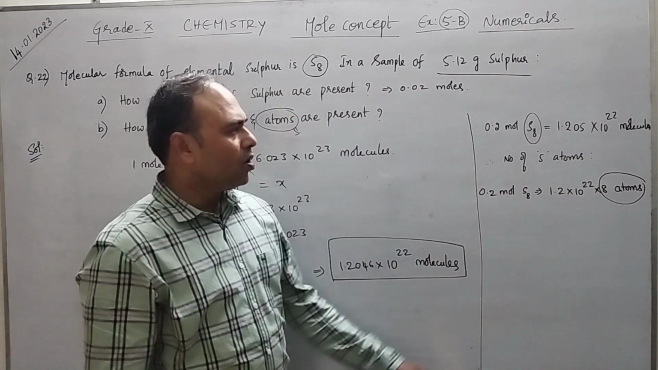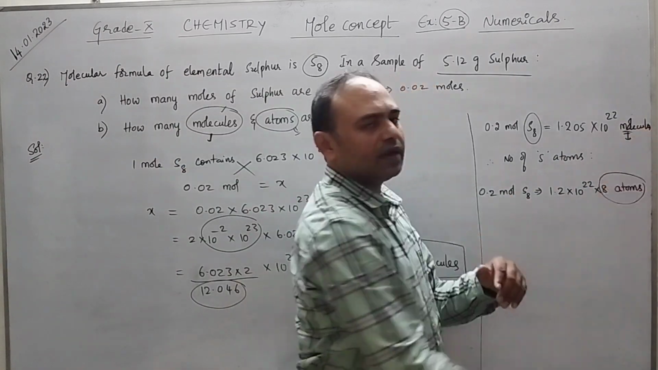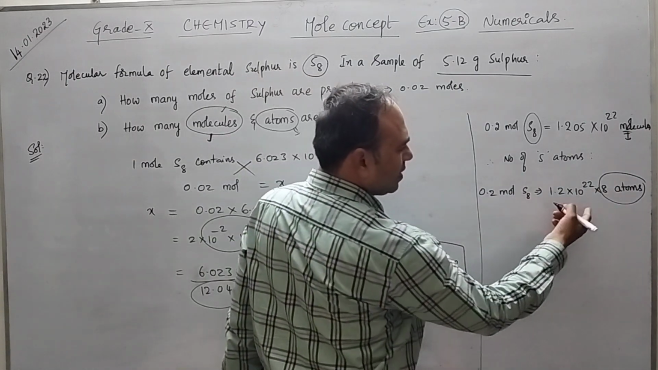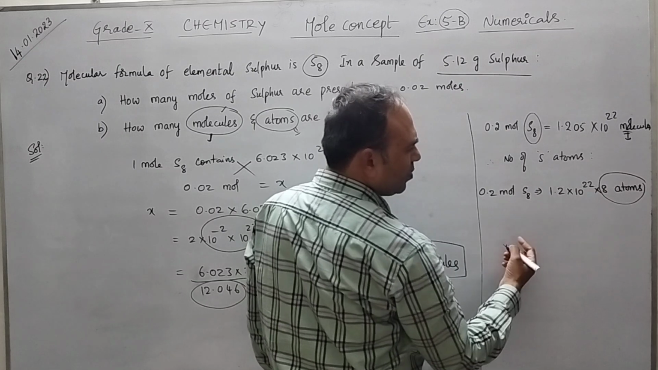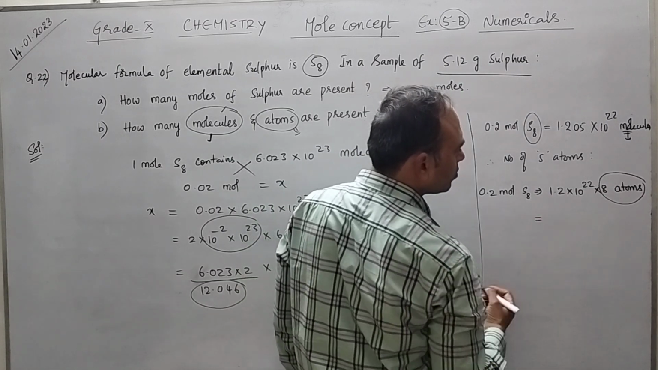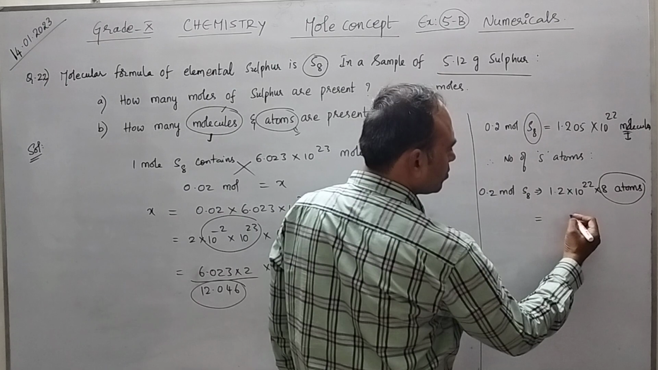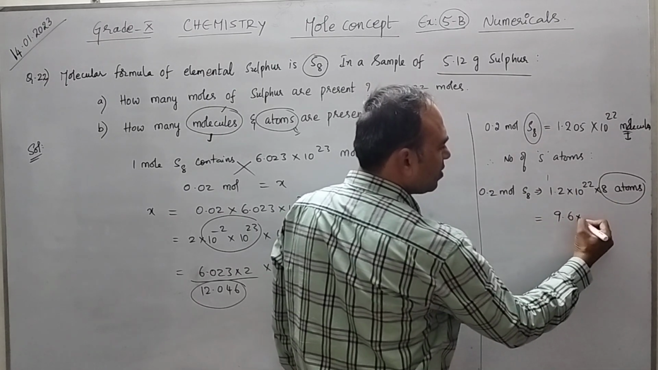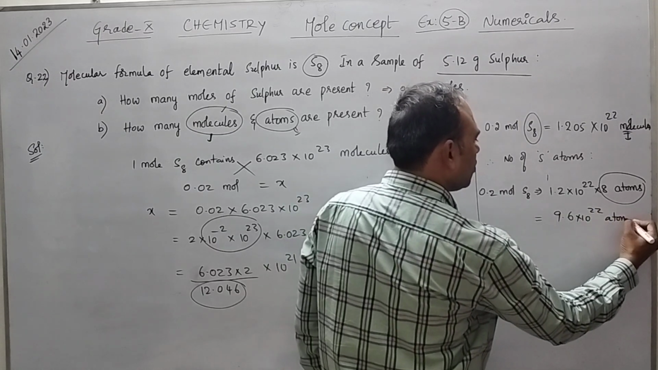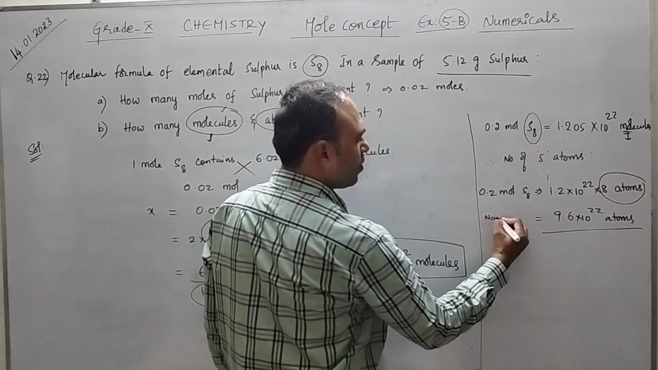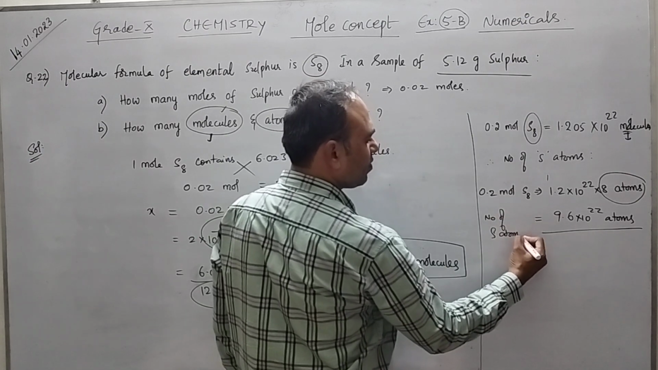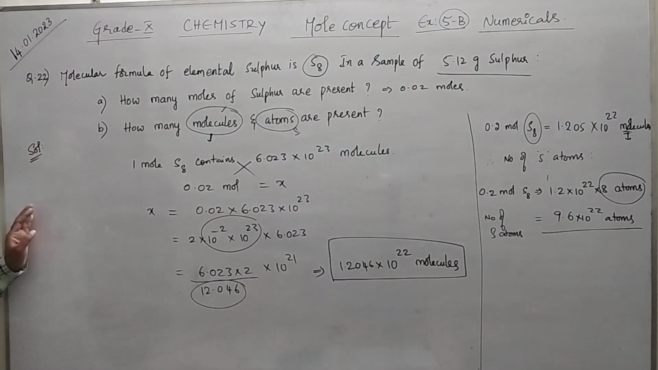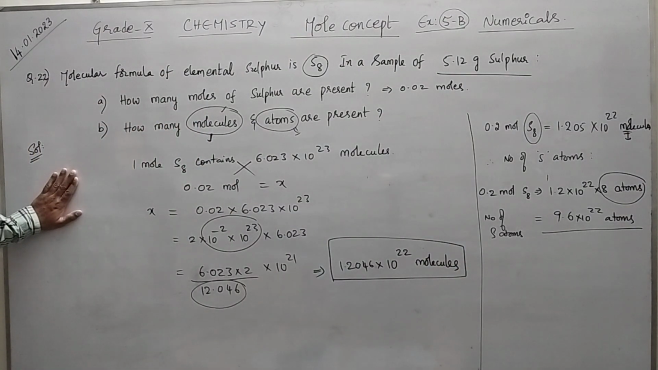Very simple. 1 molecule of sulfur, that is S8, contains 8 atoms, I have written. Therefore, if you are writing like this into 8, so what will be your answer? 8 ones are 8. So 9.6 into 10 to the power of 22 atoms. So number of sulfur atoms. Hope you have understood this very simple calculation. So with this we have completed question number 22. Let us move to question number 23.